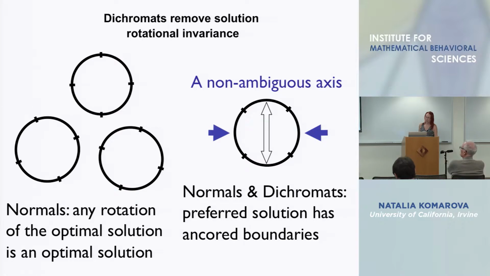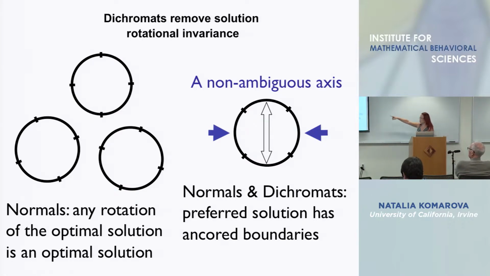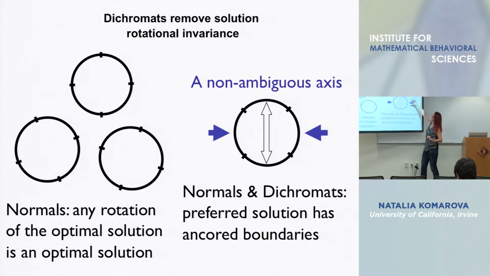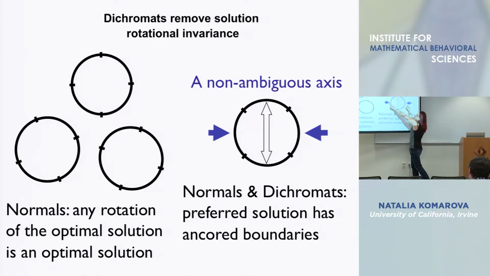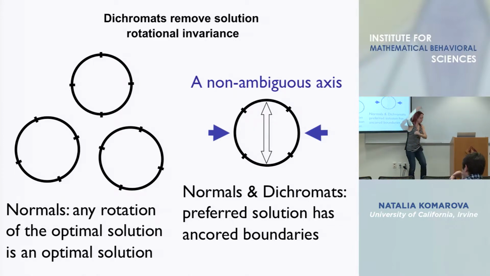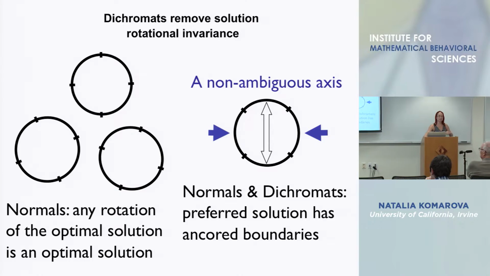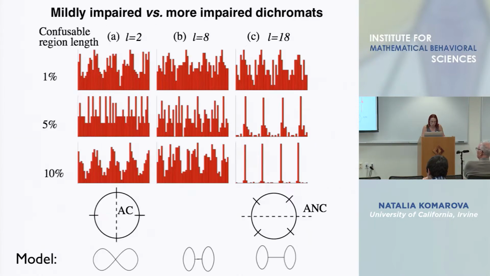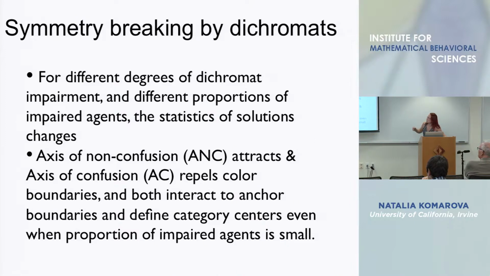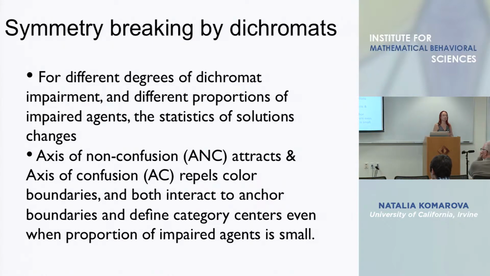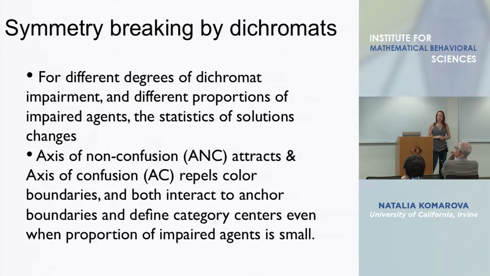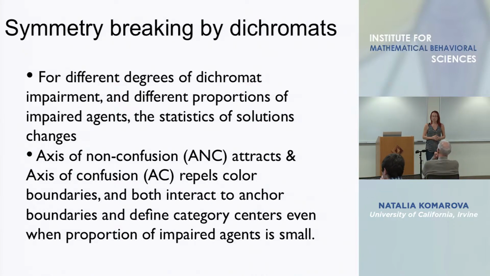So what happens is, for normal observers, any of these is a good solution. But dichromats, they have a non-ambiguous axis, so they can distinguish blue and yellow very well, and these two are squished, red and green. So these two axes dictate the position of the boundaries. I'll just give you the answer. So axis of non-confusion attracts, and axis of confusion repels color boundaries. And so this way, they're completely fixed in place. Okay, so this is the end of the first example, which has to do with color vision.